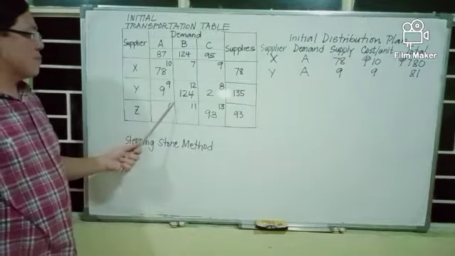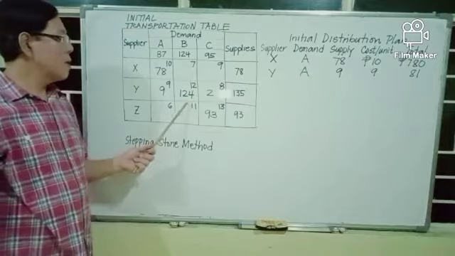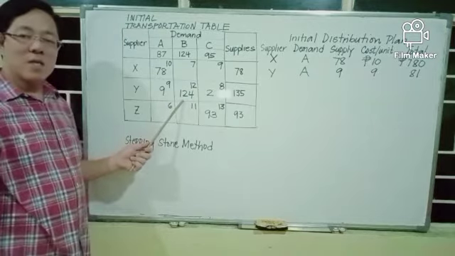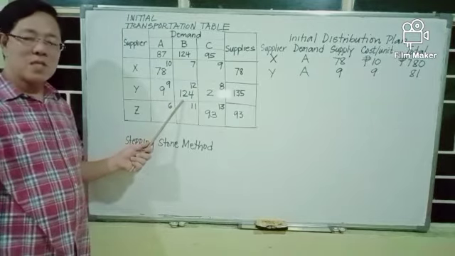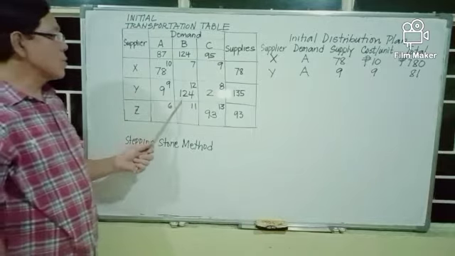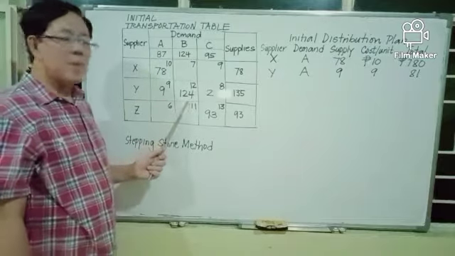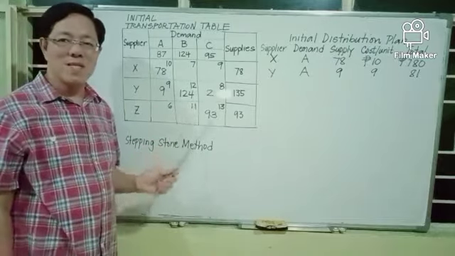Next, we have 124. Only consider the occupied cells. This occupied cell has 124, which means we supply 124 units from supplier Y to customer B. Y to B, we supply 124 units.